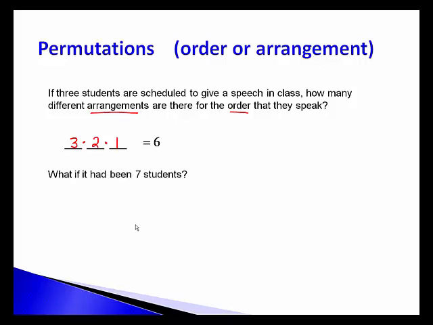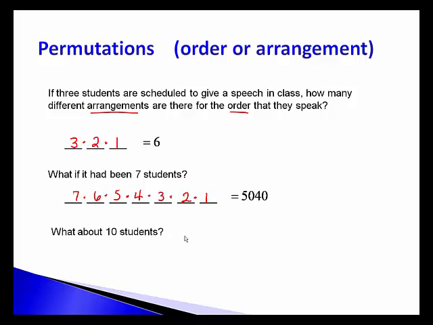Let's go back now. Let me ask you that question again, but this time, what if there had been 7 students instead of just 3? Well, this time I would need 7 blanks, and it would be 7 times 6 times 5 times 4 times 3 times 2 times 1. And once again, you need to multiply all of those together. And if you did that, you would find that you have 5,040 arrangements for those students to speak.